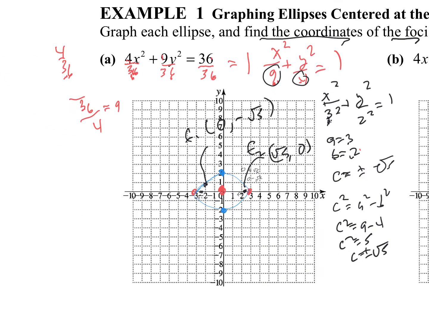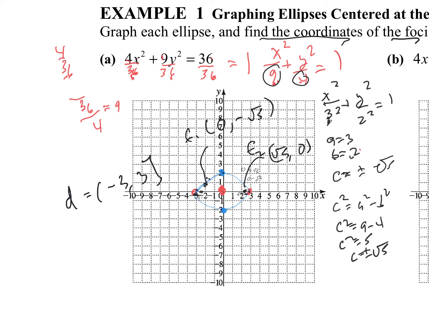Let's do the domain and range. It's very simple. Just talk about these 4 points. Domain, all the x numbers, -3 to 3. Every x value between -3 and 3.